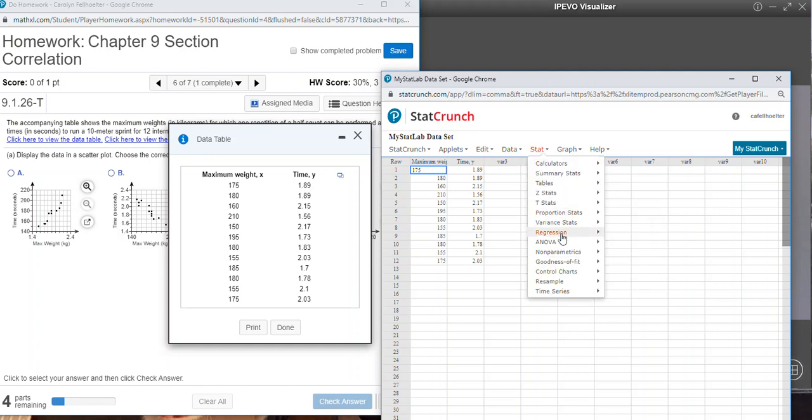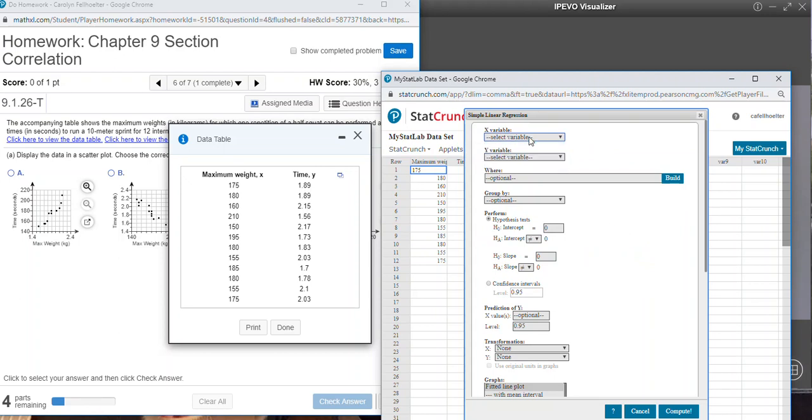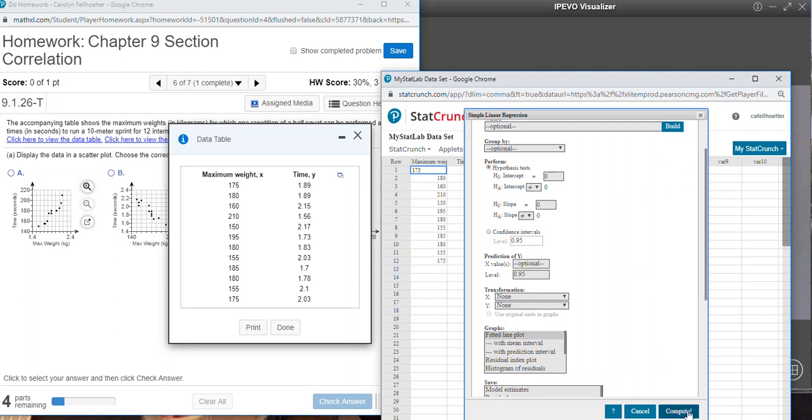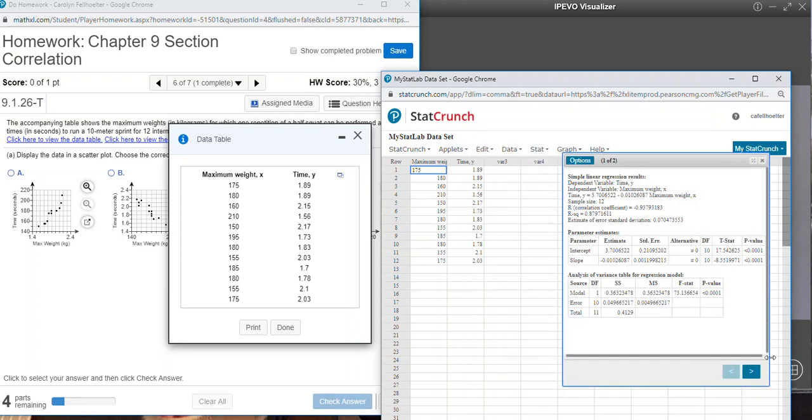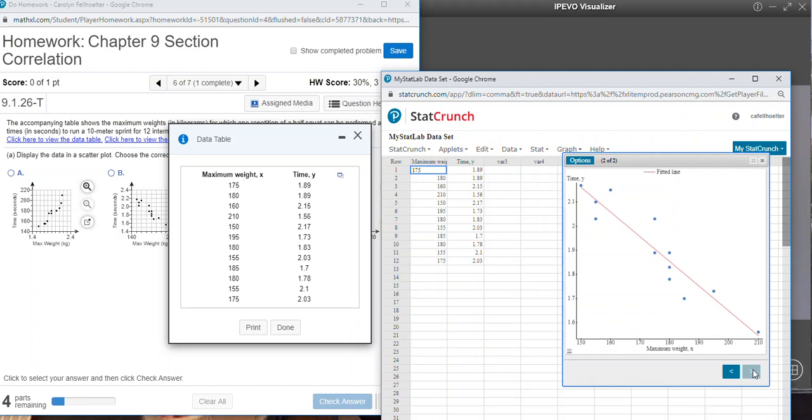Oops, Stat, Regression, Simple Linear. The X variable is the maximum weight, that's our independent variable. The Y is the time, which is our dependent variable. And Compute. Here right here is the scatter plot. So that looks to be a very strong negative correlation, just looking at the scatter plot.